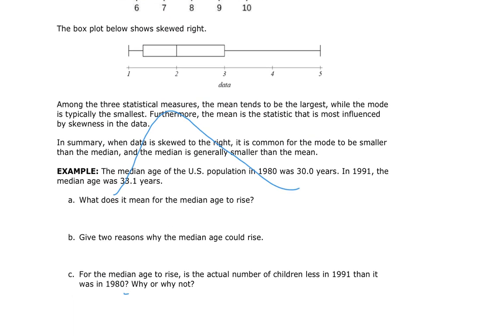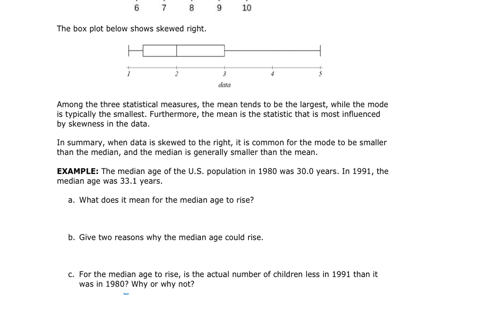Now let's take a look at this example, and we don't have any of the histograms or the box plots, but it's asking me about the mean, median, and mode. So the mean age in the US population in 1980 was 30 years old. In 1991, the median age was 33.1 years old. And just a tidbit of useful information or not, the median age in 2022 was 38.9 years. So from 1991 to 2022, we went from 33.1 to 38.9.